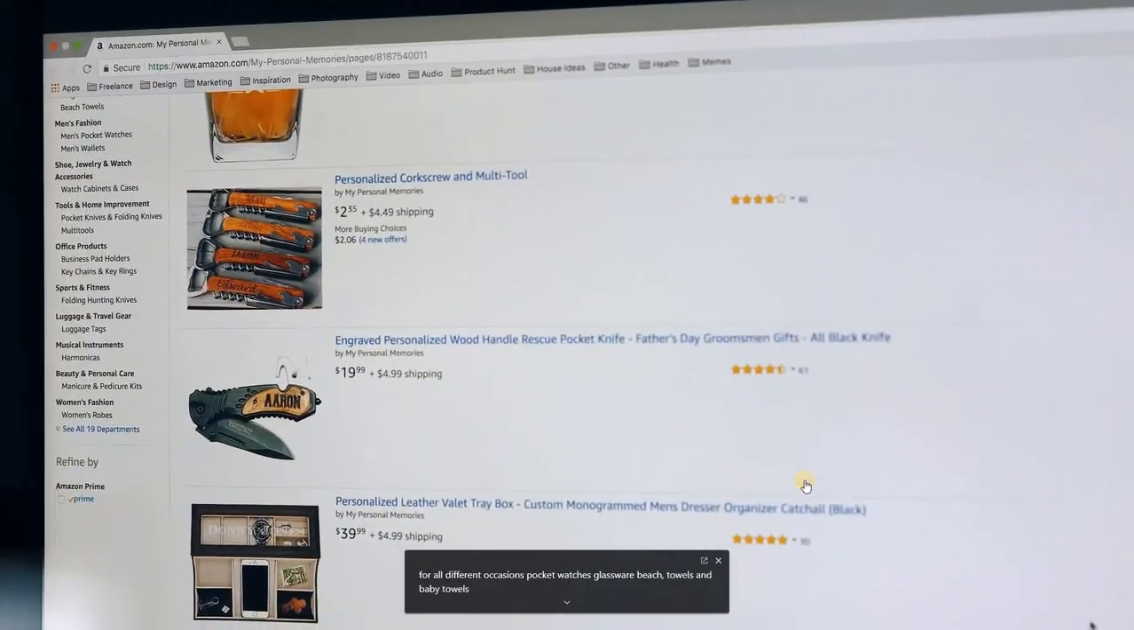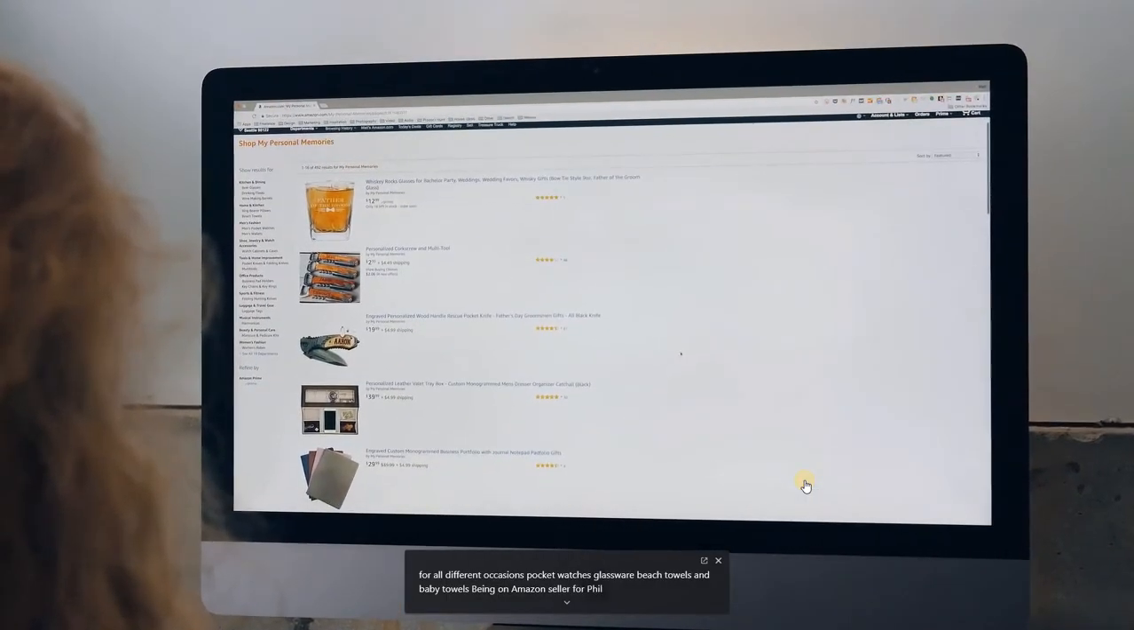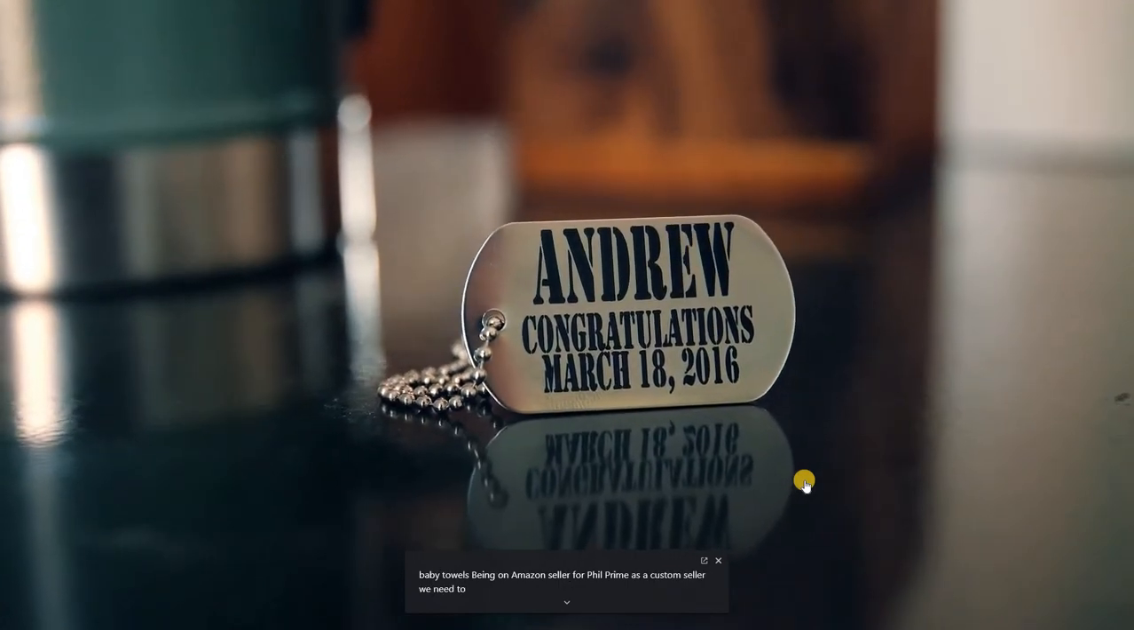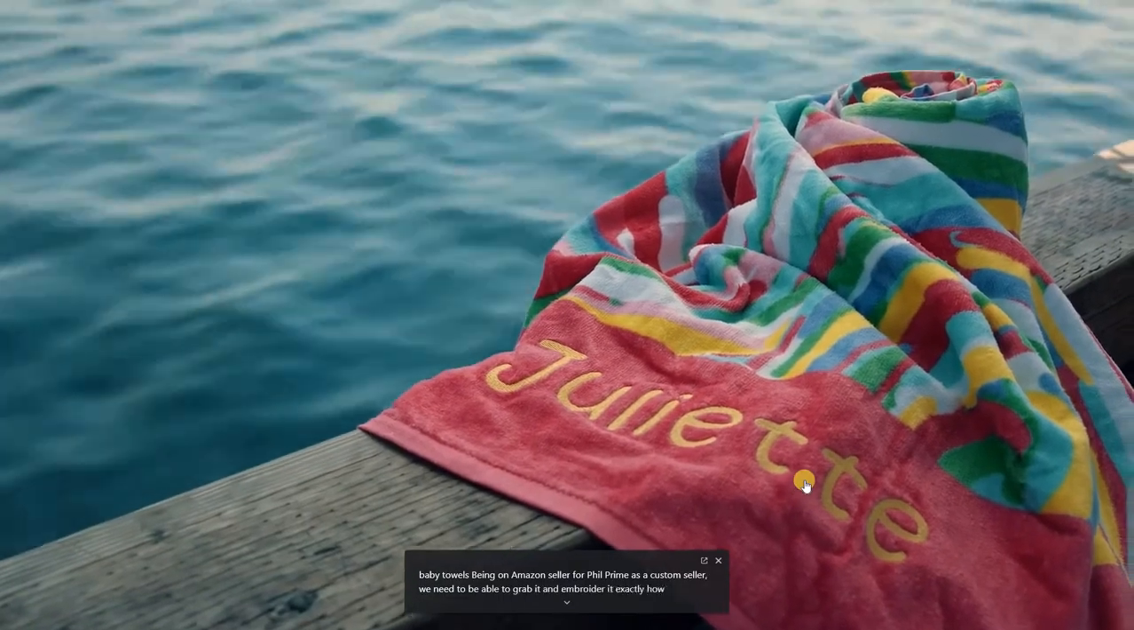Being on Amazon Seller Fulfilled Prime, as a custom seller, we need to be able to engrave it and embroider it exactly how the customer wants it, and then get it in the box and out the door all within 3 to 4 hours.